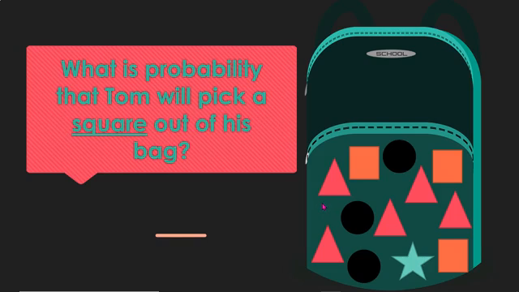What is the probability that Tom will pick a square out of his bag? What I would like for you to do is pause the video and see if you can write the probability of picking a square as a fraction. Now, let's check the probability together. I see that there are 1, 2, 3 squares, and 1, 2, 3, 4, 5, 6, 7, 8, 9, 10, 11, 12 total shapes. So the probability that Tom will pick a square out of his bag is 3/12.